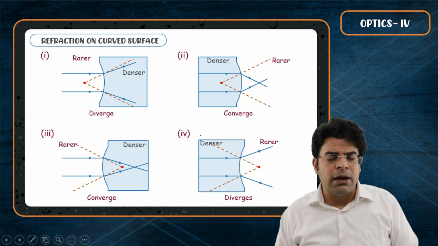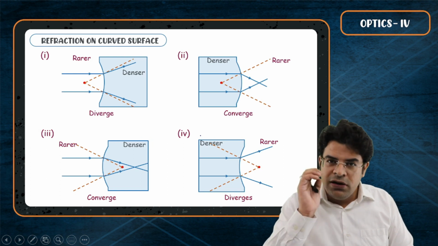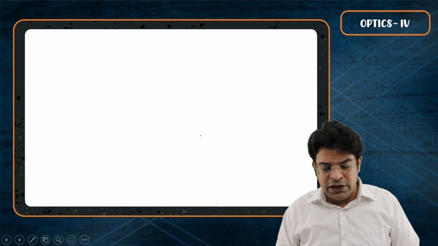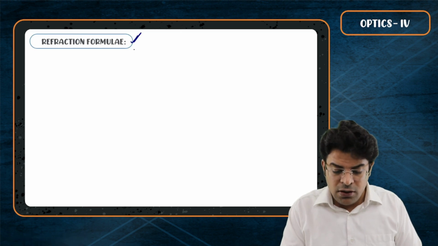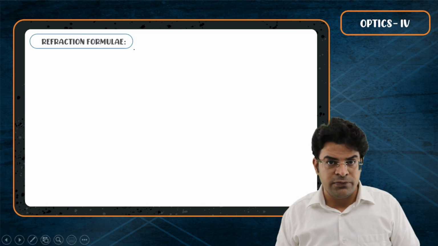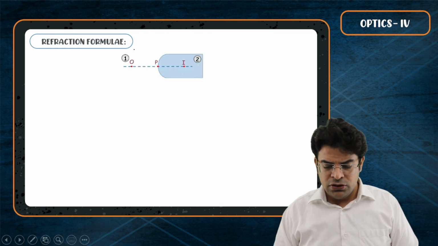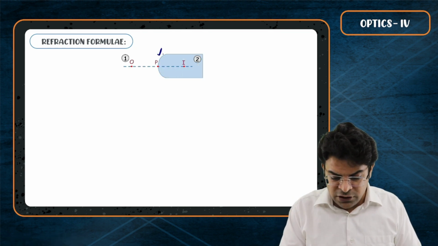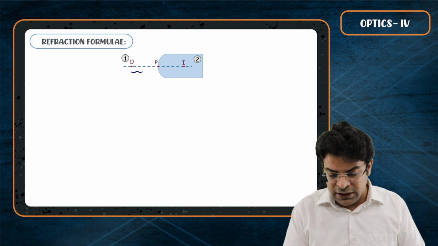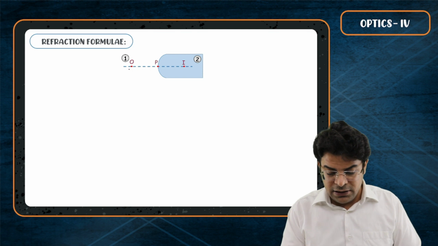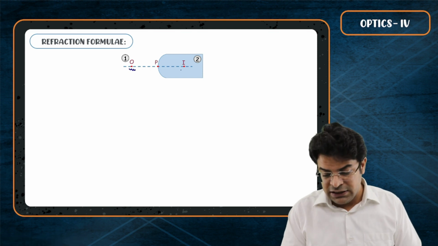We will talk more about lens, but first we need to tackle refraction on curved surface. So we need to understand the formula for refraction on curved surface. And I know that many of you do not even remember this formula. So let's say you have got this curved surface. And here you can see we have placed rarer medium, here you have got denser medium. And let's say here is the object and here is the image formed.